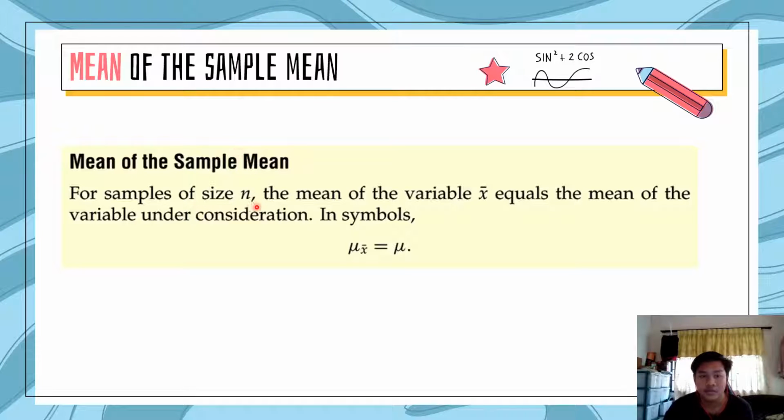First we must understand what is the mean of the sample mean and know the formula to get it. So this is the mean of the sample mean. For a sample of size n, the mean of the variable x-bar equals the mean of the variable under consideration. This is the formula to get the mean of the sample mean.